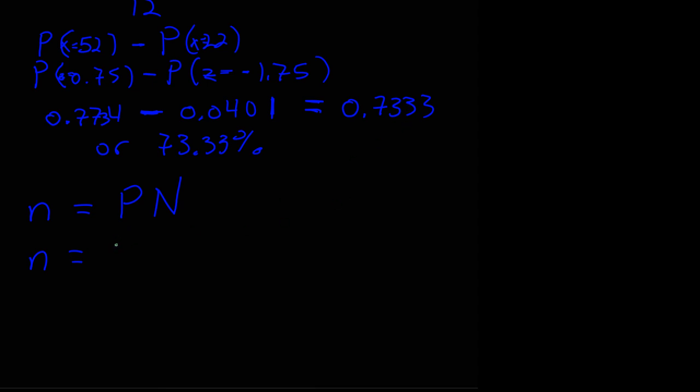Well, my probability is 0.7333 out of the 200 people. And so multiply that by 200, and I should see 146.66. Well, we don't see 0.66 of a person, so we'd probably say you would expect to see around 147 people out of 200 would be spending that much time shopping.